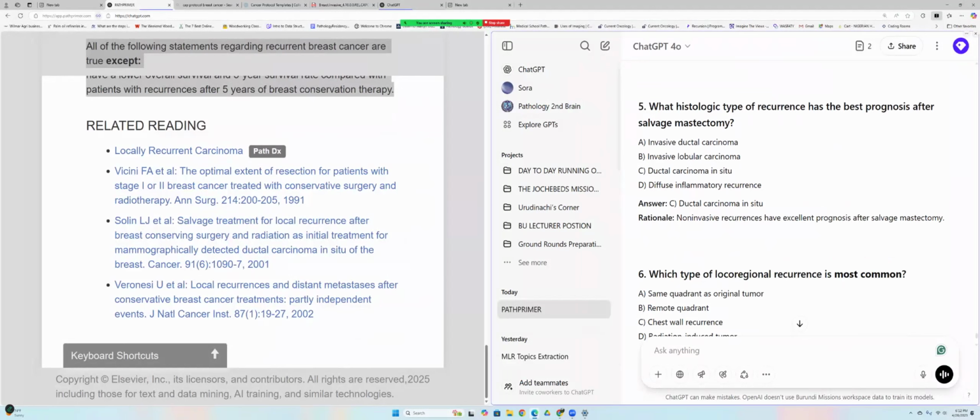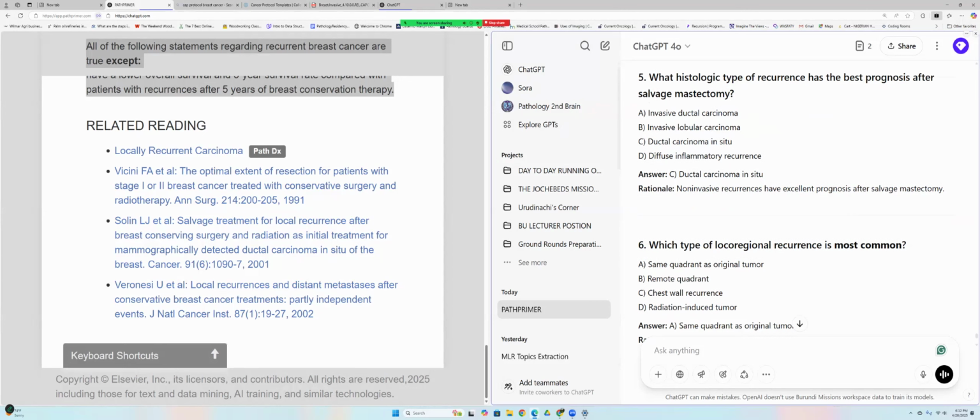What histology type of recurrence has the best prognosis after salvage mastectomy? Ductal carcinoma in situ. Non-invasive recurrence has a good prognosis after salvage mastectomy. What is salvage mastectomy? Well, maybe to preserve some of the breast tissue, you can check.